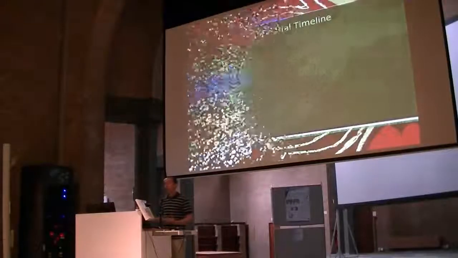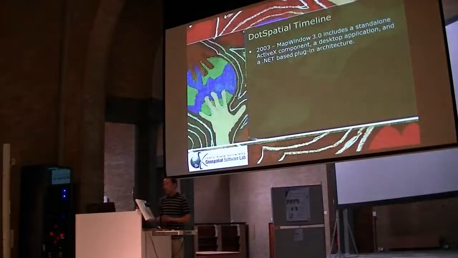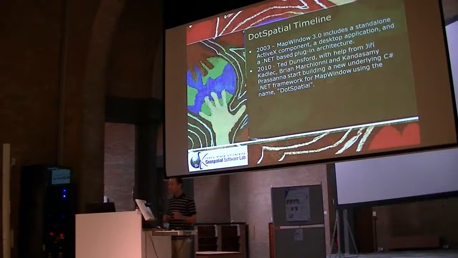A little bit about the history of DotSpatial. In the year 2003, MapWindow 3 came out. It included an ActiveX component and a desktop application and a .NET-based plugin architecture. We learned that a lot of people wanted to use .NET and wouldn't necessarily have the C++ skill set that you need if you want to edit both the .NET-based front end as well as the back-end ActiveX component. And so in the year 2010, a number of people got together, decided they'd create a 100% managed code .NET C# library, and they named it eventually DotSpatial.